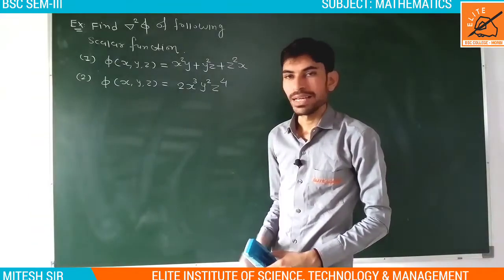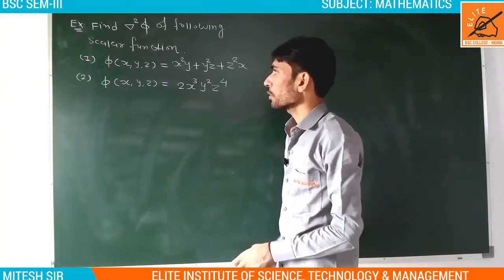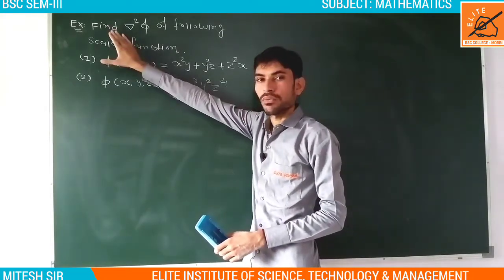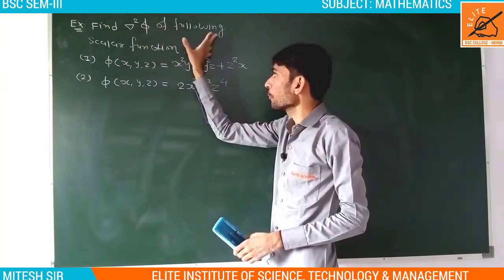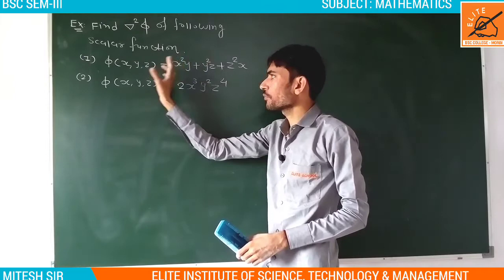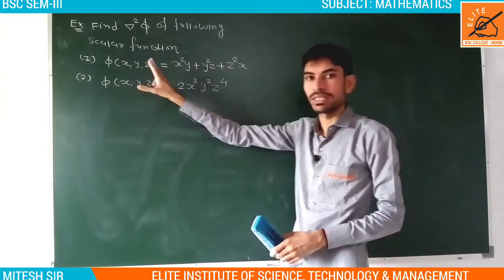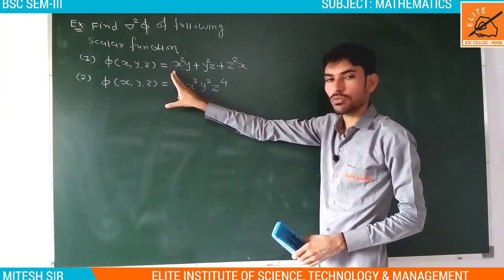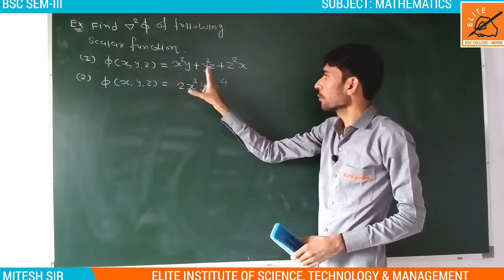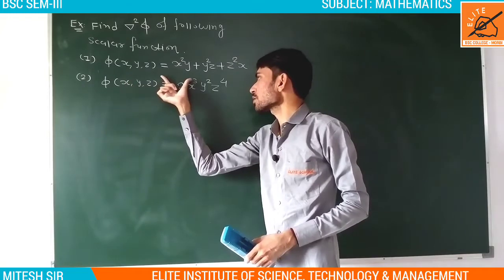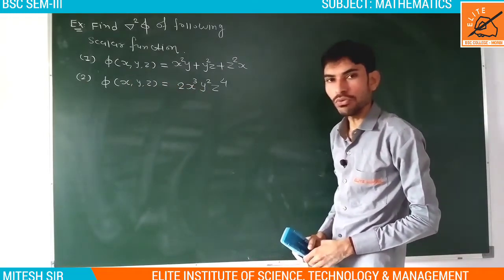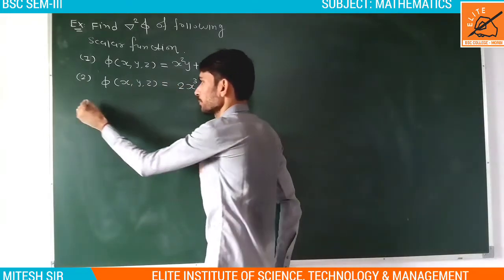Now we discuss the example of the Laplace. So write down the question. Question is find nabla square f, that means find the Laplace of the following scalar functions. You have given first scalar function is phi of x y z is equal to x square y plus y square z plus z square x. Second scalar function is 2x cube plus y square plus z raised to 4. So let's see the solution.